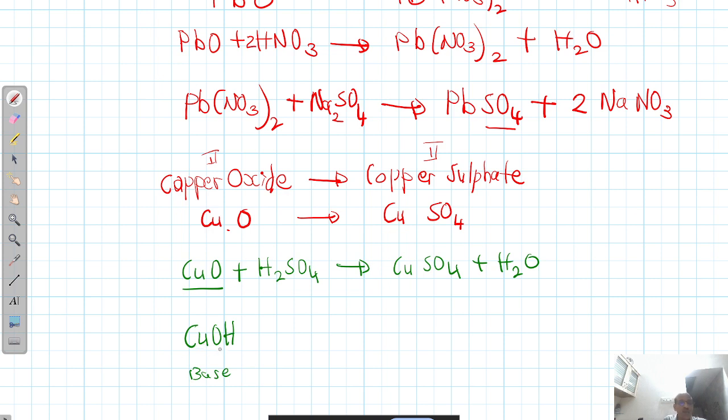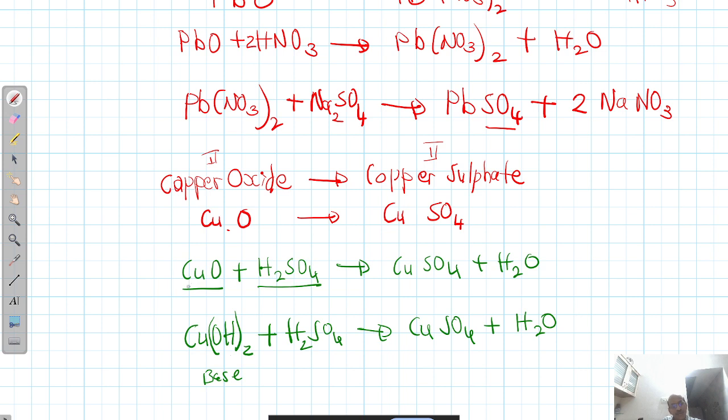So it should be a copper hydroxide, and here again, this is 2, this is 1. So when it crisscrosses, it becomes Cu(OH)2. Okay. And this fellow is a base. Copper hydroxide is a base, and base plus acid, I want to add an acid here so that I get a CuSO4. So what acid can I add? Same thing, I can add H2SO4 again. So here I get CuSO4 plus H2O.